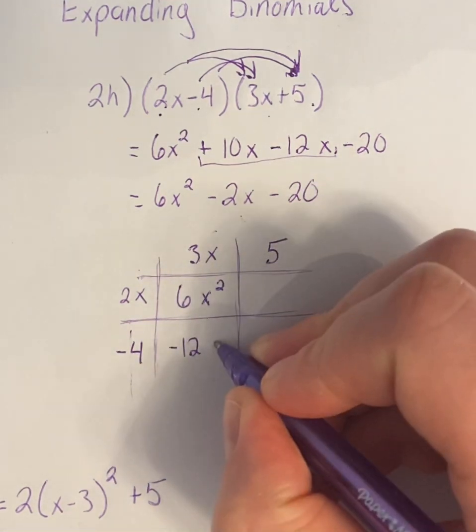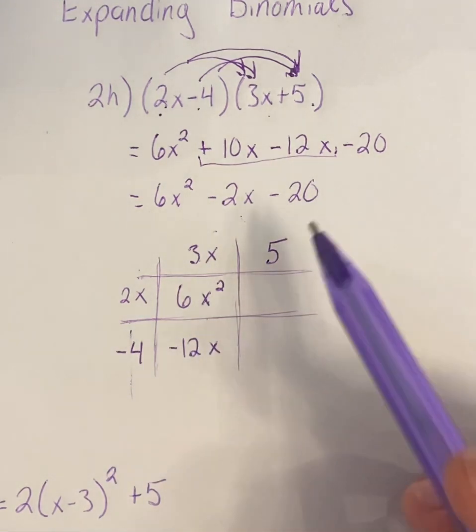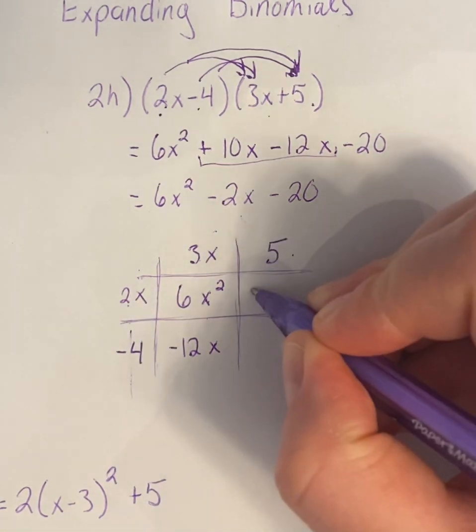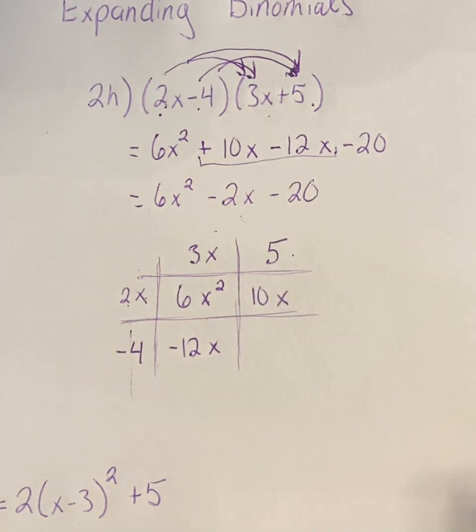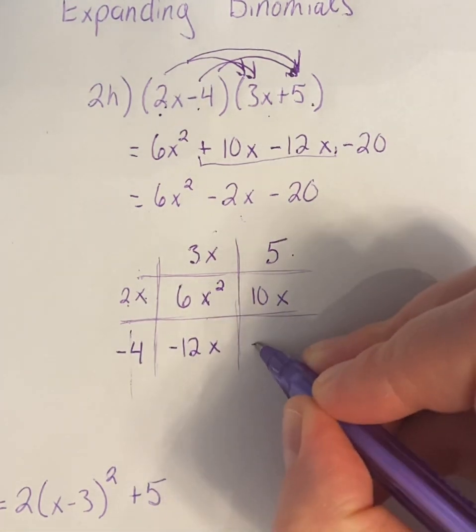And there's 1x, so we put the x there. We got 5 times 2 gives me 10. And then there's an x there, so I have to put the x in. And then 5 times 4 is negative 20.